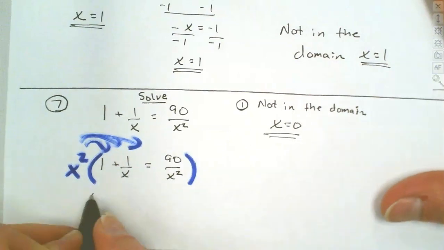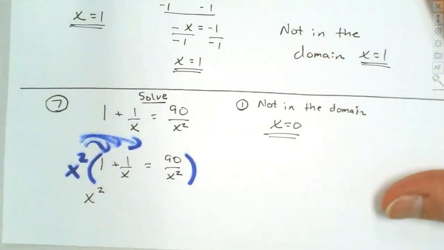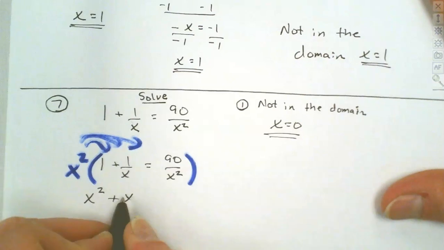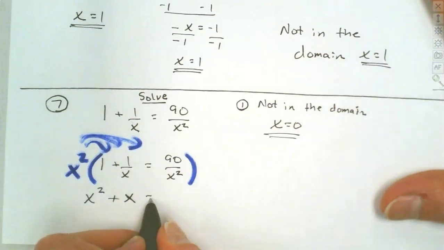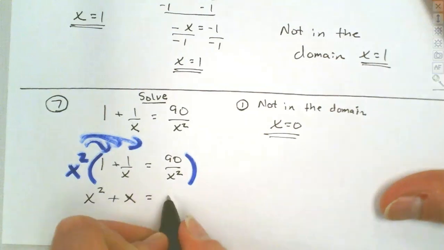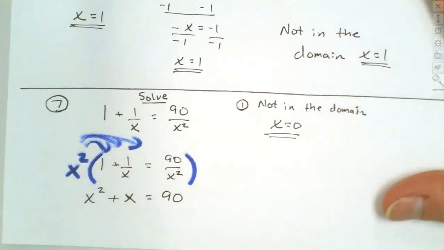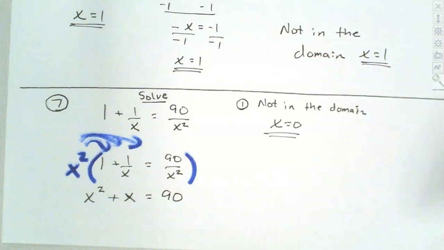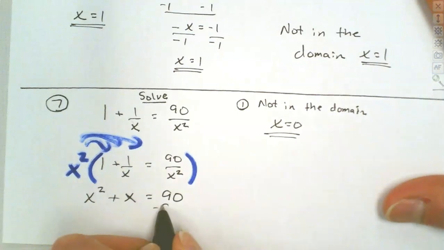X squared times 1, well, that leaves you with an x squared, right? x squared, and that x down below, that's going to cancel, and that's going to leave you with an x left over. And what about on the right-hand side? Well, on the right-hand side, the x squareds directly cancel, so that leaves you with a 90, doesn't it? And make sure you put it equal to 0 and make sure it's in the correct order. So we're going to move that 90 over, and then I'm going to leave it for you to finish.